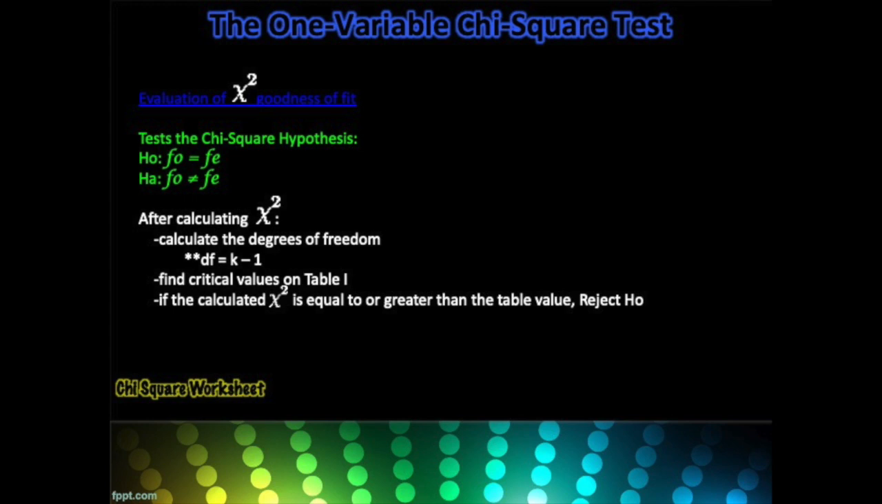So in order to make that evaluation, you're going to have to get critical values from Table I. Table I uses degrees of freedom, and the degrees of freedom calculation for a 1-variable chi-square is k minus 1. So on Table I, using your degrees of freedom, you're going to get critical values, and if your calculated chi-square is equal to or greater than the table value, you'll get to reject H0 at the appropriate level. Okay, so let's check out the chi-square worksheet and learn how to do a 1-variable chi-square test.